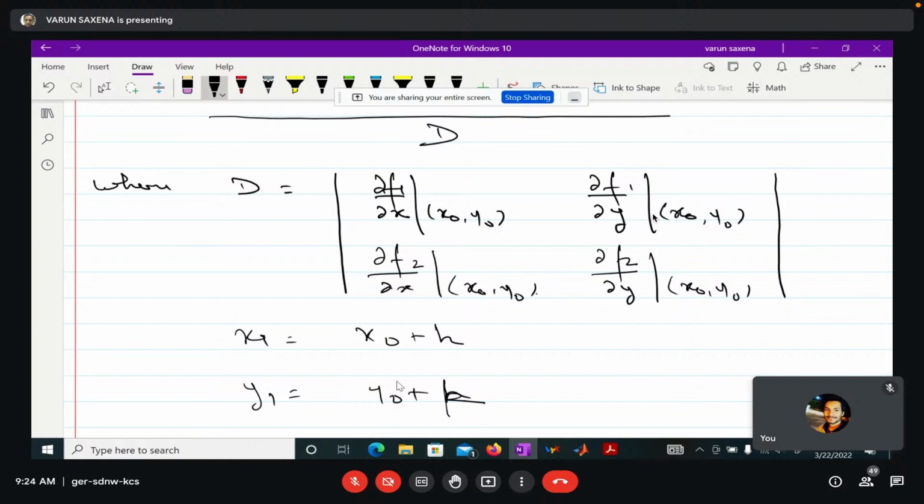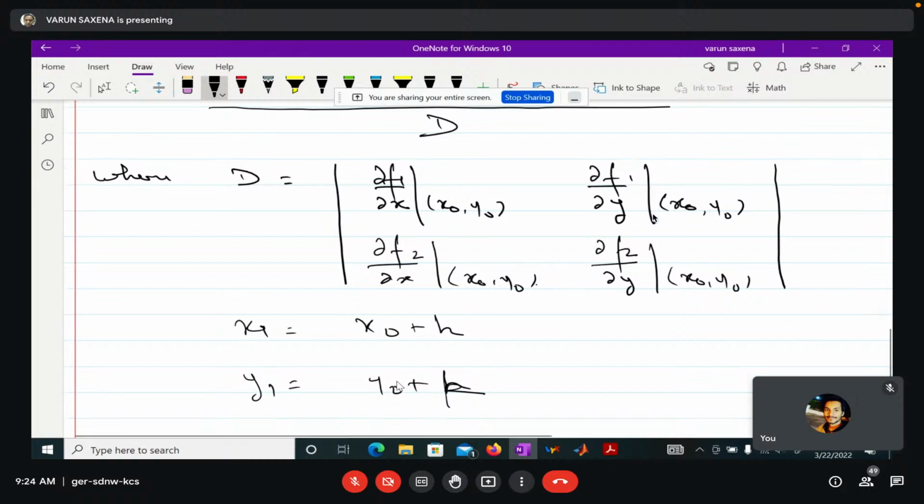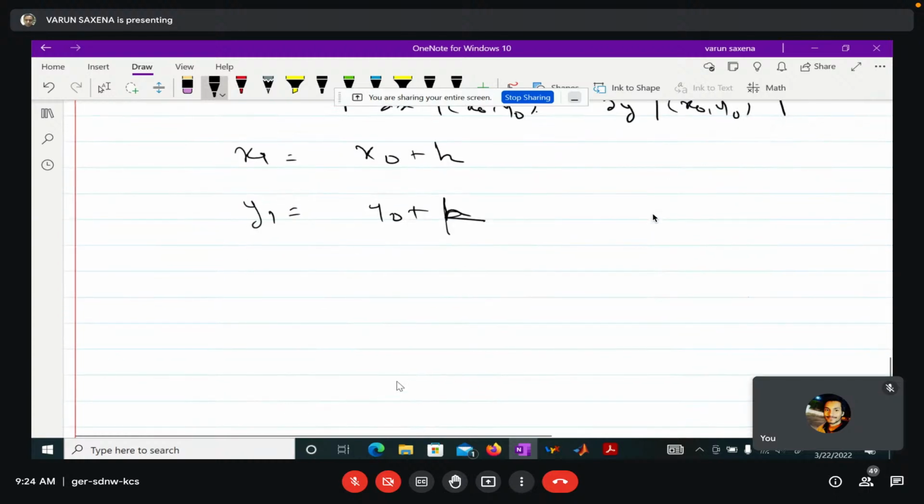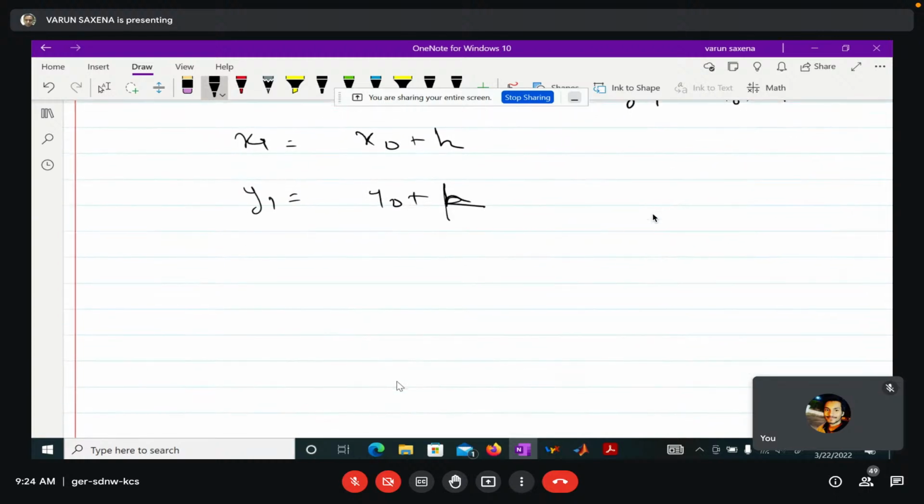You can keep on doing that till you reach whatever reasonable convergence you're looking for, in terms of 3 decimal places or sorry, 4 decimal places. So this is in general for a system of two equations in two variables. Now let's say that if you had a system of 3 equations, how will you approach that system of 3 equations?